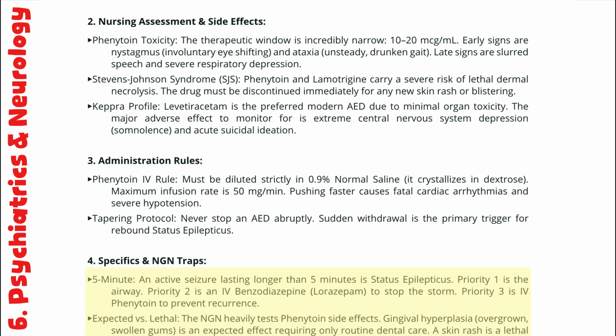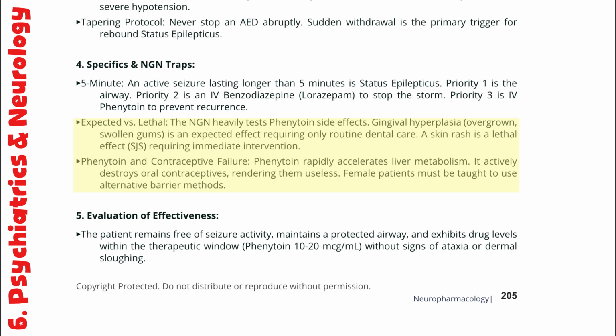Gingival hyperplasia is an expected side effect. A new rash is not, that's Stevens-Johnson. And phenytoin destroys the effectiveness of oral contraceptives, so a backup barrier method is required. For evaluation: seizure-free, a protected airway, a therapeutic drug level, and no ataxia or rash.